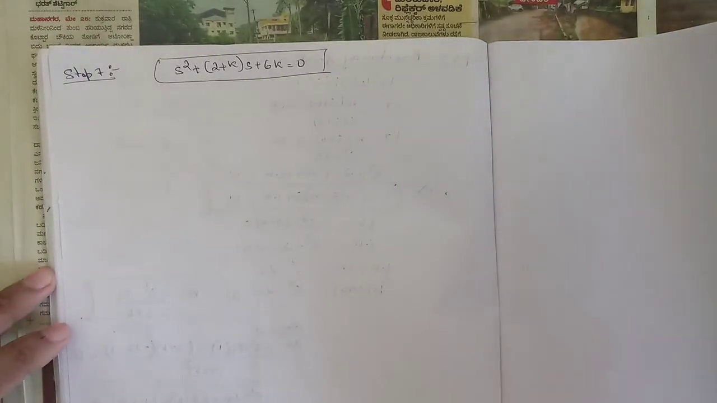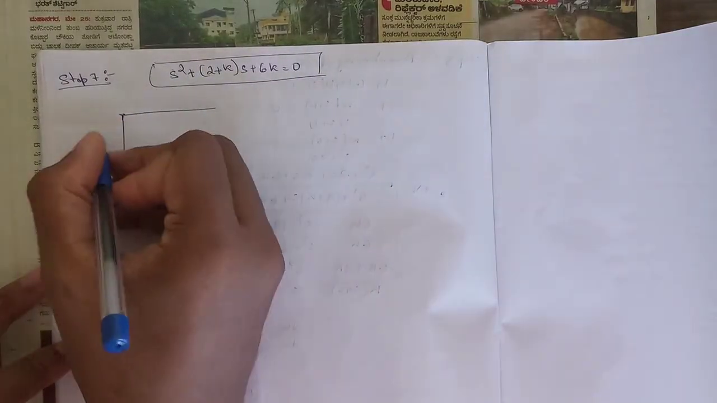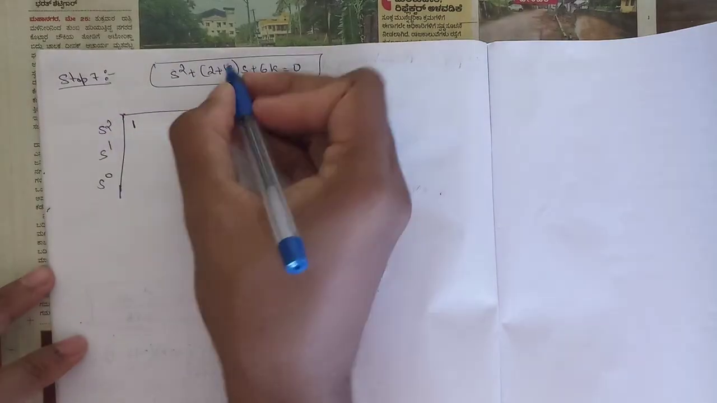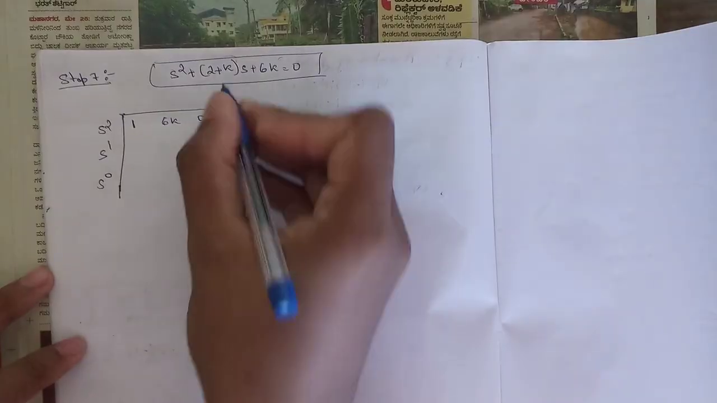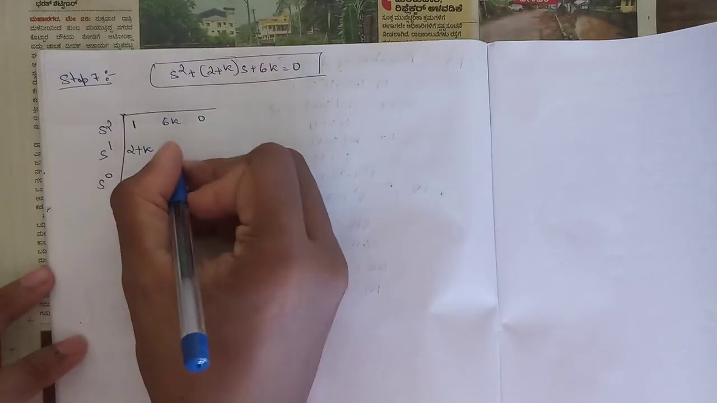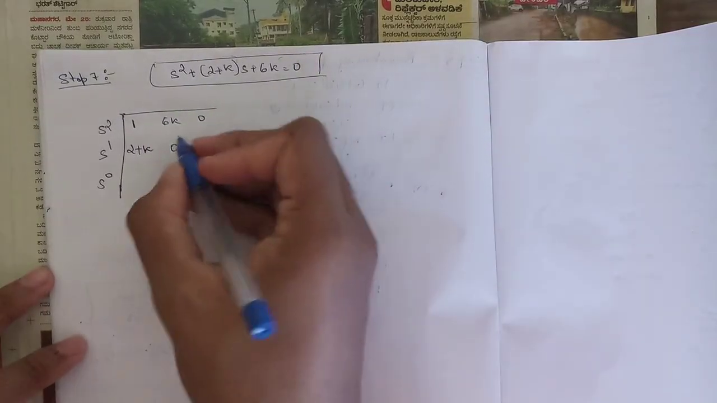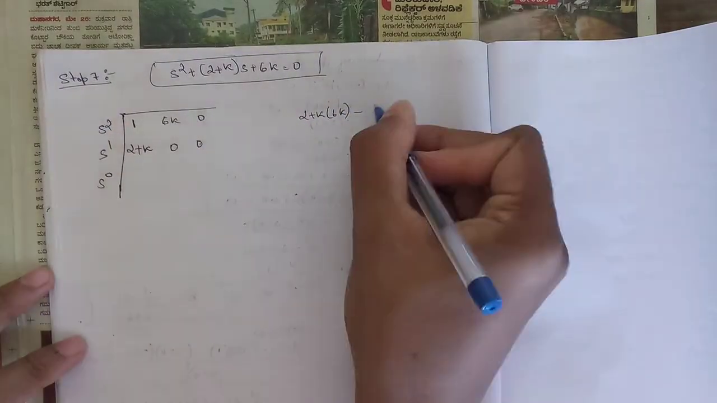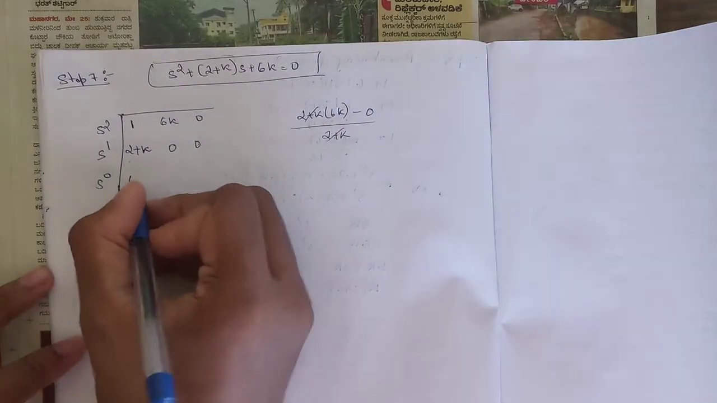This is the characteristic equation obtained. For this equation, we need to write the Routh array: s square, s power 1, s power 0. The coefficient of s square is 1. Skip this term, and the coefficient of s power 0 is 6k, 0. The coefficient of s power 1 is 2 plus k. Then we don't have any terms, so 0. Using these two rows, we calculate this term: 2 plus k into 6k minus 1 into 0 is 0, divided by 2 plus k. So these two get cancelled, and the remaining term is 6k.